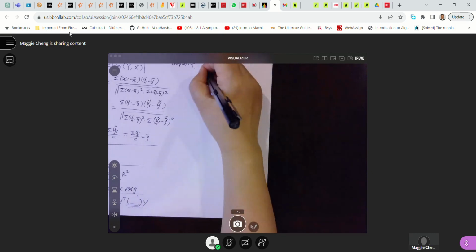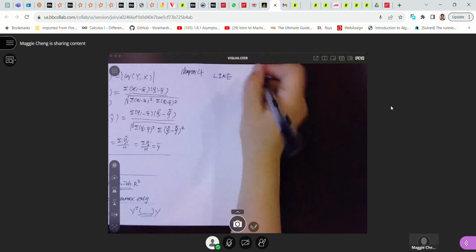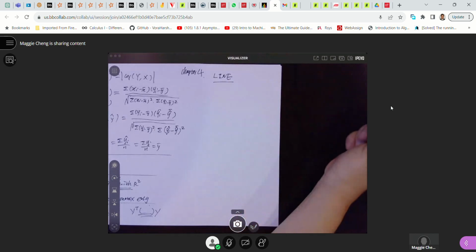We have the LINE assumption. For simple linear regression and for multiple linear regression, we have the LINE assumption. What does that stand for? What is LINE?